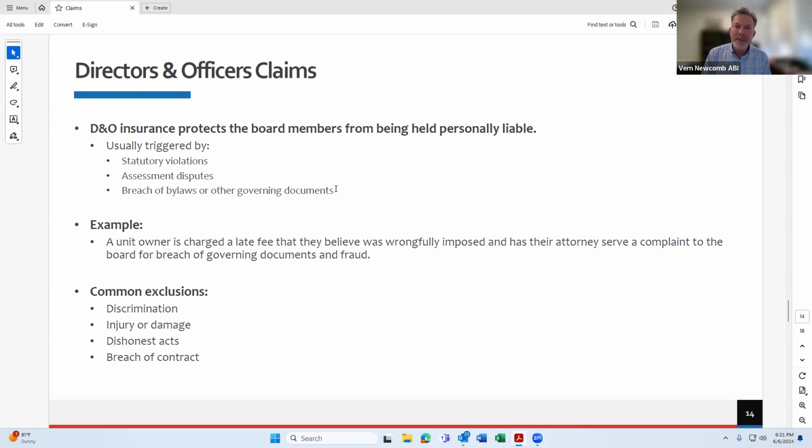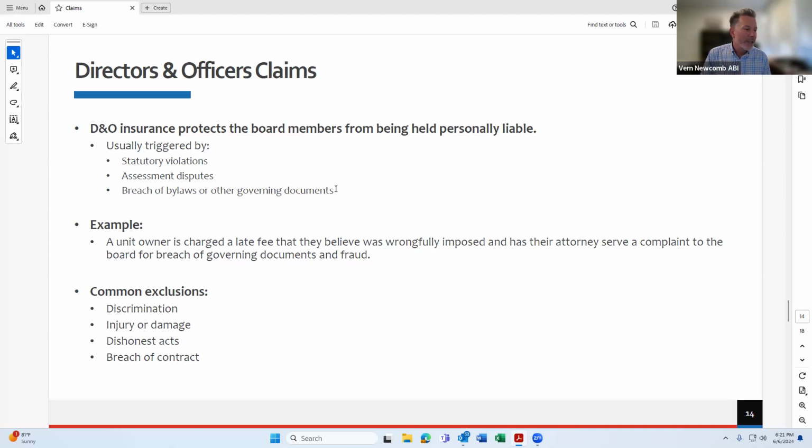Injury or damage, that's what was covered under general liability. So if someone is injured or property is damaged, it's not covered under the directors and officers. It's covered under the general liability. Dishonest acts or breach of contract.